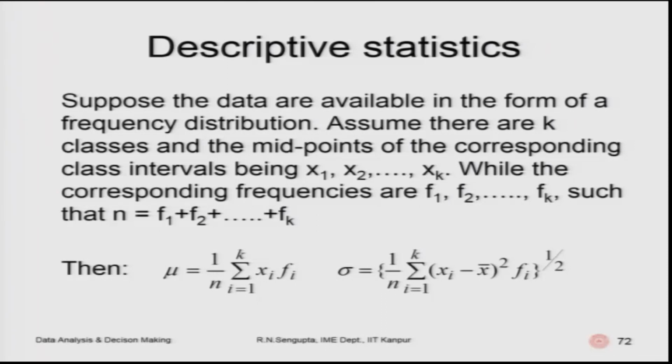So, what I am trying to do is find out the multiplication value of x1 into f1 plus x2 into f2 plus x3 into f3 till the last value, which is xk into fk, sum them up and divide by n. N is basically the sum of f1, f2, f3 till fk.